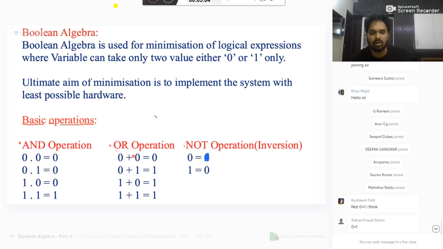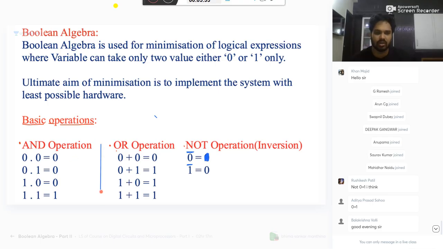See here. OR operation is simply: if any one of them is 1, output is 1. That is, when both are 0, then only you will get 0. Both are false, then only you will get false. Next, NOT operation is nothing but inversion. 0 you represent with a bar. 0 bar is 1, 1 bar is 0. If you take the bar 2 times, you will get back the same. So these are the basic operations, which I don't need to explain much, I hope everybody already knows, but I have explained just to give you the continuity.